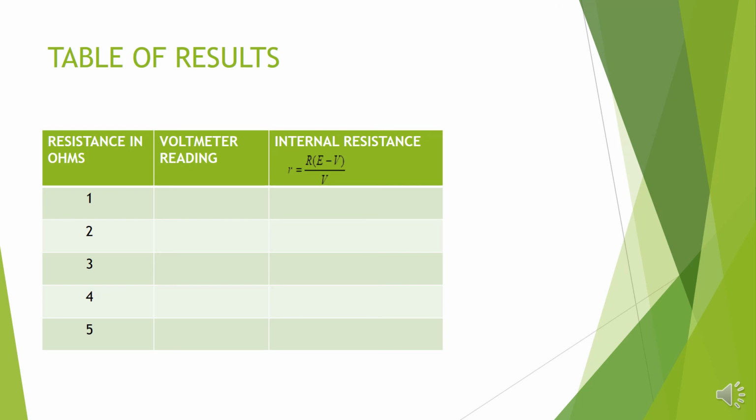Now, using the formula r is equal to R into (E minus V) over V, we get the corresponding values of the internal resistance, small r. This formula gives us the internal resistance of a cell. So for each of the resistances, record what the value of small r is, and then find the average value of those values, and that gives you the internal resistance of a cell.